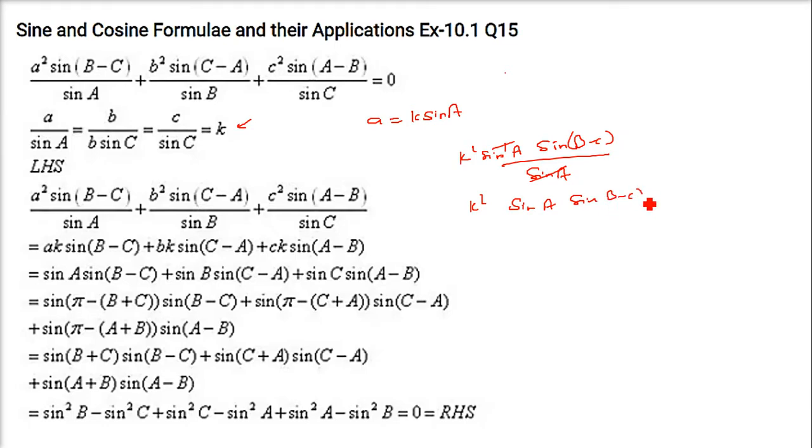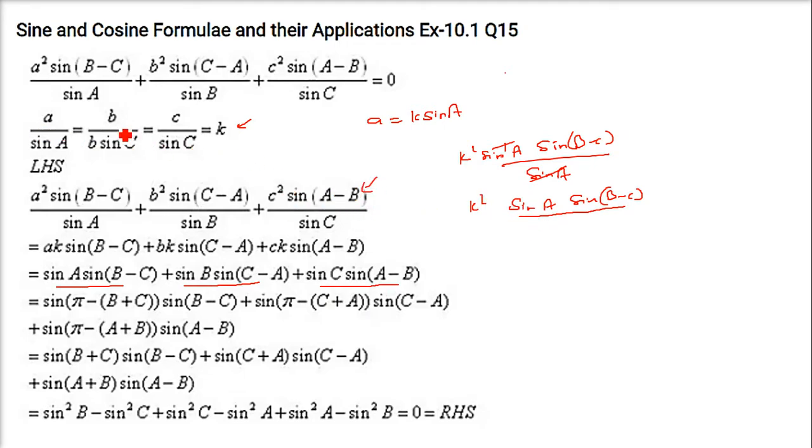sine B minus C. So if you see here, k square we can take common from here, here, here, and what will remain? Sine A sine B minus C here, and here what do we get? Sine B sine C minus A. Here we get sine C sine A minus B. I'll show you this one also.